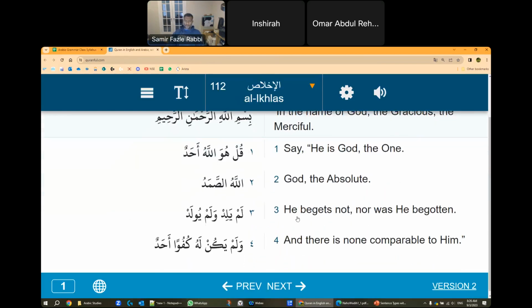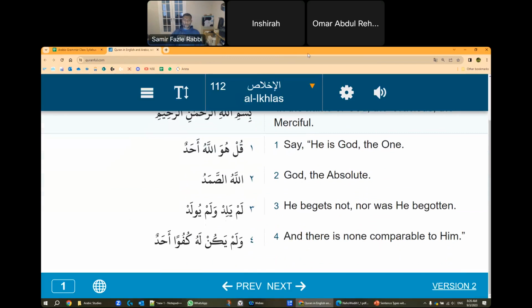So let's go here. Go ahead, Omar, maybe you can read this. Lam yalid wa lam yulad. Just tell me what's happening here. I already read it. Lam yalid is not begotten, and not. I don't know what yulad is. What's happening with lam yalid? Lam yalid is present tense, and then nor was he begotten. And then wa lam yulad is past.